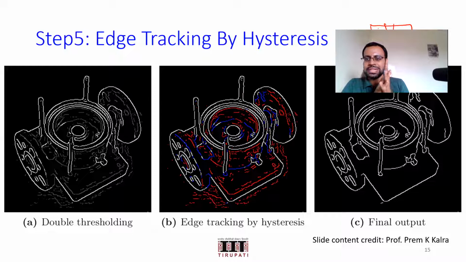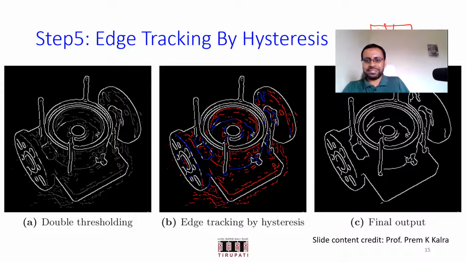You do one thing. You go through each weak edge and look at all the eight neighbors of that weak edge. If any of those neighbors is a strong edge, make it a strong edge. Make it an edge. Strong edge is anyway an edge. Weak edge also, you make it an edge. Sir, I think we iterate over the strong edge and look for the weaker neighborhoods. Anything will be the same, because anyway it is the neighborhood you are looking at. Both are the same. You can do it either way.